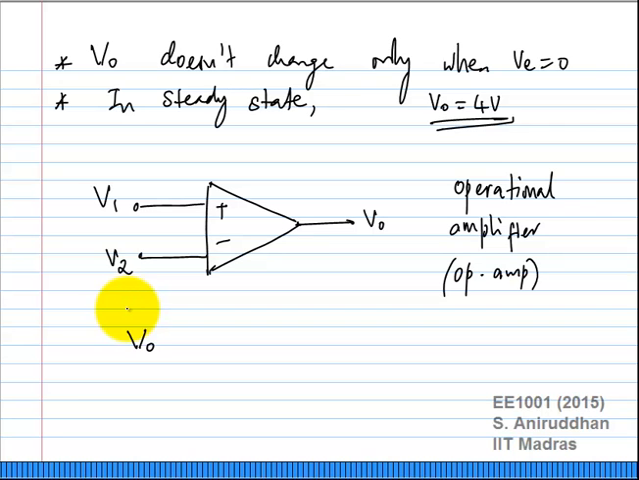Okay, and we will say VO is some A0 times V1 minus V2. If you actually make omega u very large, just take it for now that the op amp characteristics can be represented by something like this, where A0 is very large. Is that clear?